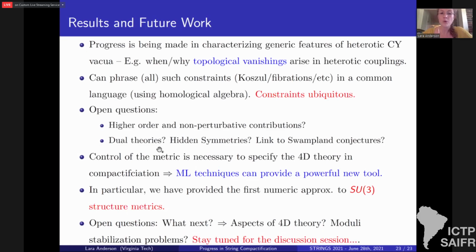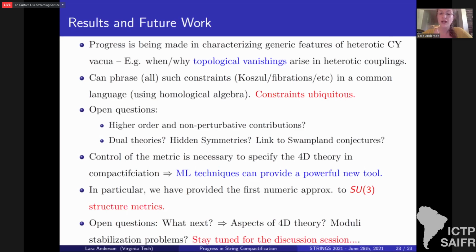And more broadly, when you want to actually push the theory through to a detailed understanding of the couplings, control of the metric is necessary to specify the 4D theory in enough detail. And what we are experimenting with, and we'll have a chance to talk about in the next discussion session in more detail, is that machine learning techniques can provide a powerful new tool in terms of addressing some of these questions that have been serious obstacles over the last 15 years. In particular, we provided the first numeric approximations to SU3 structure metrics.